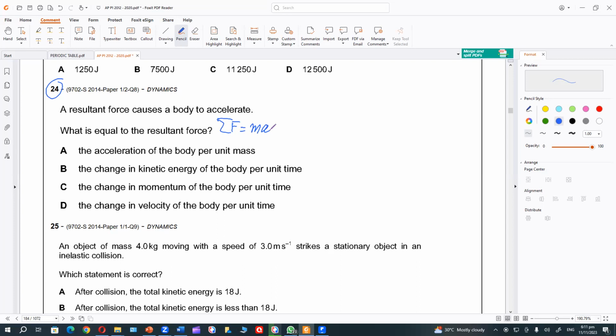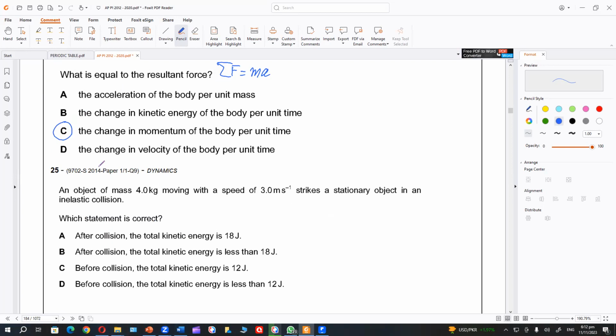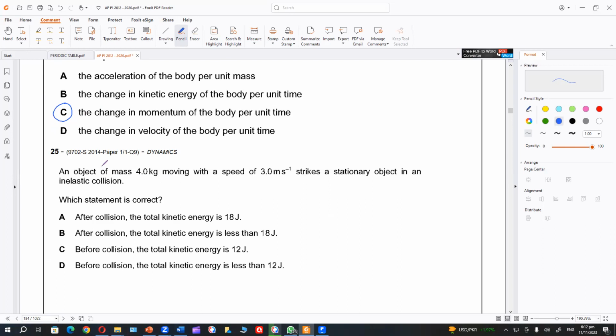What is the definition of the force? By definition, force is the change in momentum per unit time. This is actually Newton's second law, the official definition.